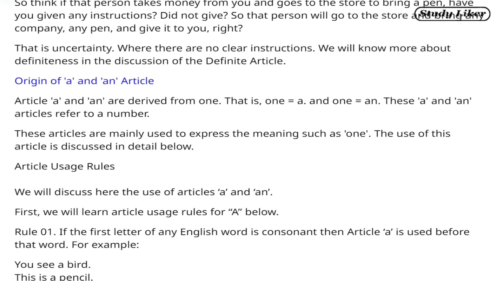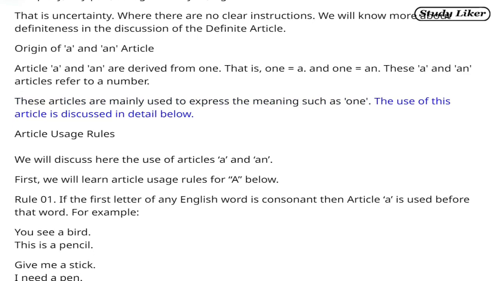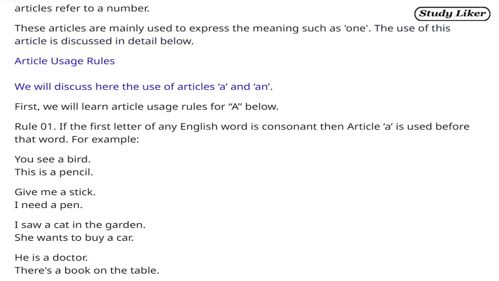Origin of a and an article. Articles a and an are derived from one. That is, one equals a and one equals an. These a and an articles refer to a number. These articles are mainly used to express the meaning such as one. The use of this article is discussed in detail below. Article usage rules. We will discuss here the use of articles a and an. First, we will learn article usage rules for a below.